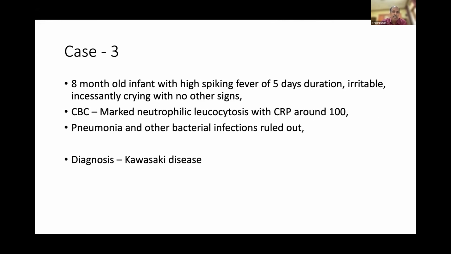Okay. Case number 3. Here is again an 8-month-old infant with a high spiking fever of 5 days duration. The child is irritable all the time, incessantly crying. On evaluation, there was a neutrophilic leukocytosis with CRP in hundreds, but you are not able to find other common serious bacterial infections. Meningitis, pneumonia, and all other infections are ruled out. Finally, it turned out to be Kawasaki disease. What does this mean? The high spiking fever can be a feature of a toxemia or a superantigenemia. Here, the superantigens are known to be the cause for Kawasaki disease.